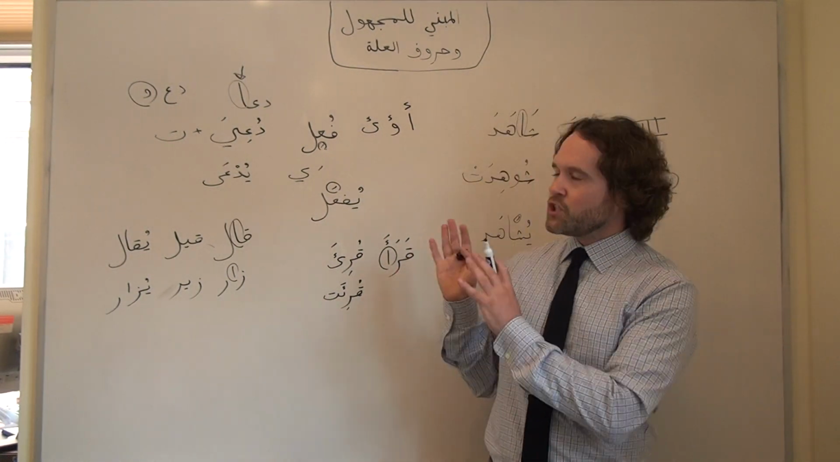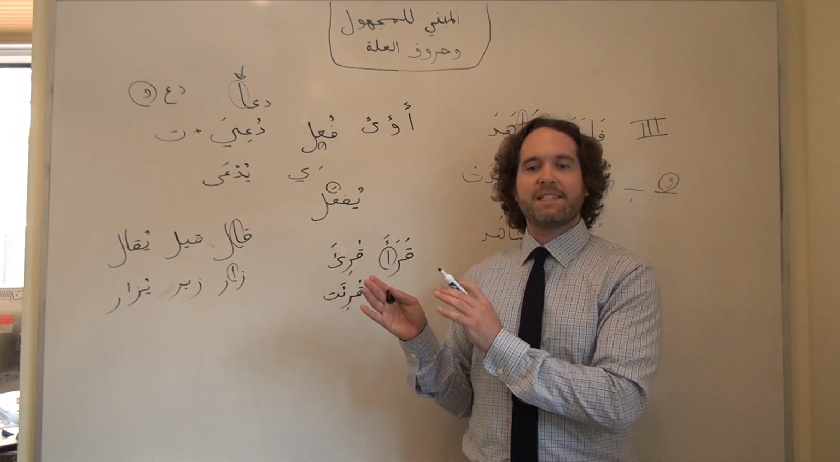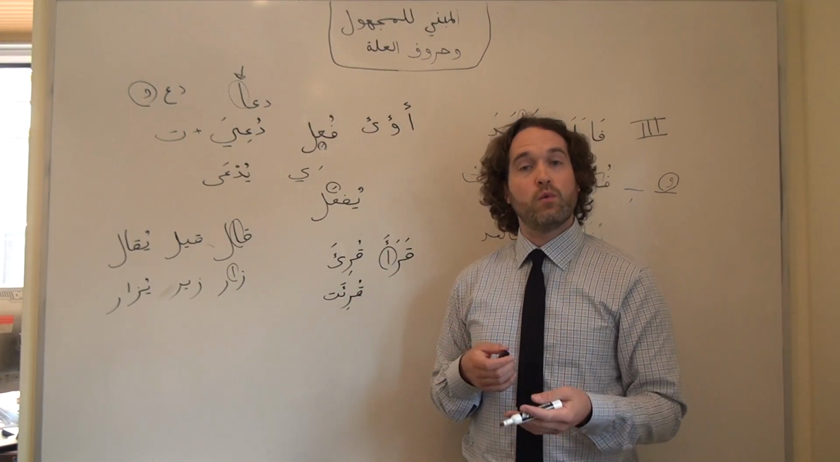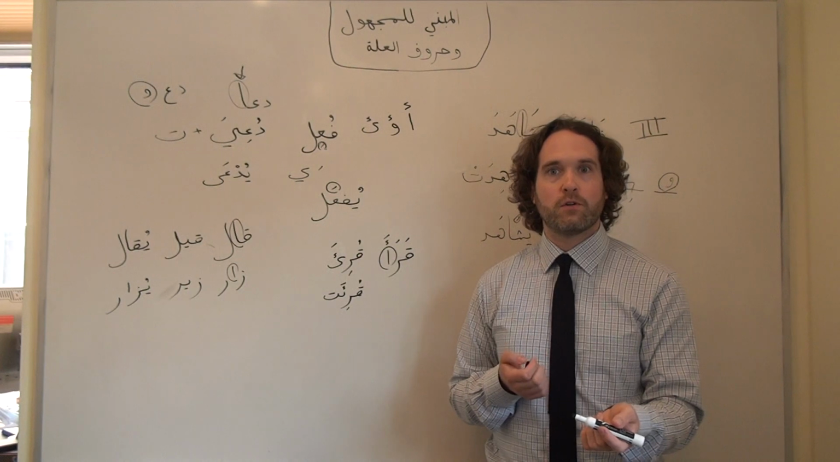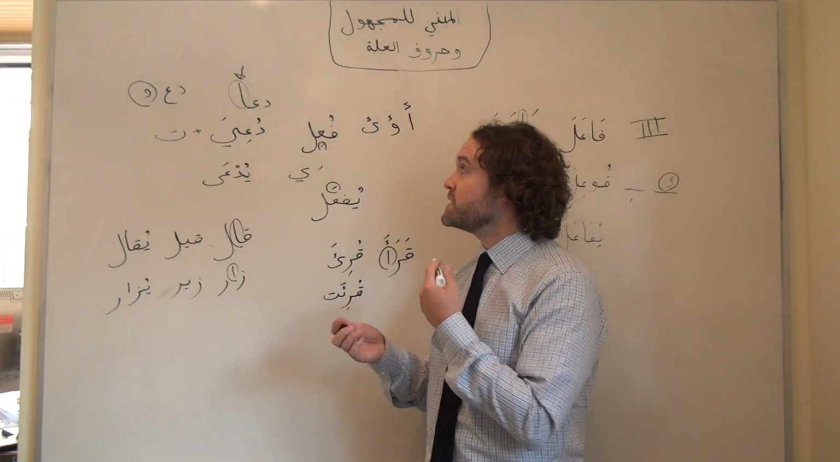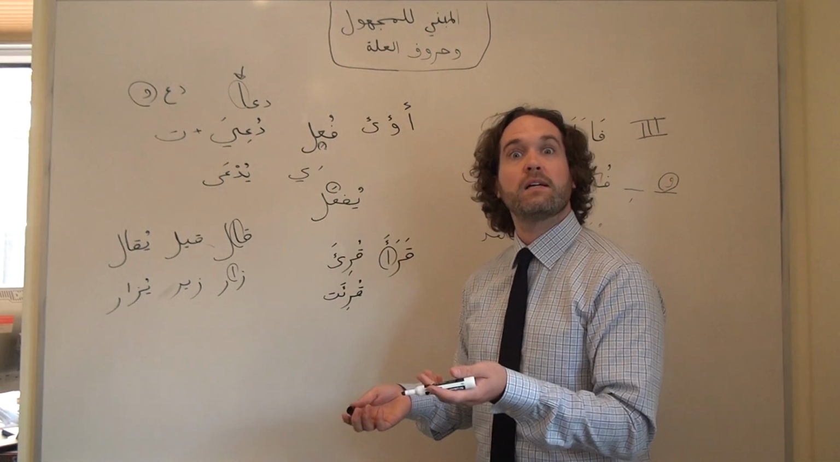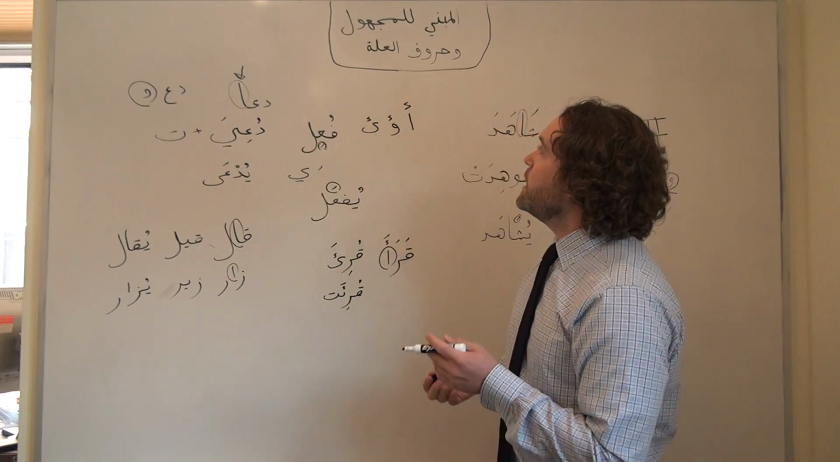So once we internalize this system a little bit, it can help take the guesswork out of what to do with the vowels in our verbs. And it can also make pronunciation a little bit easier if we're reading a text aloud for any reason.